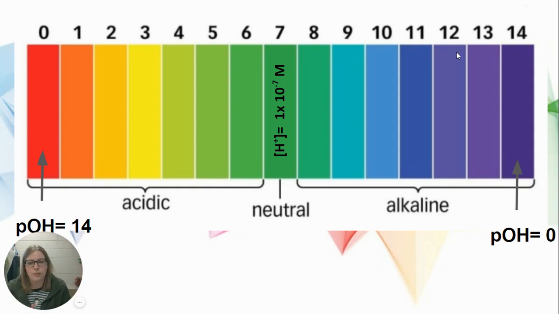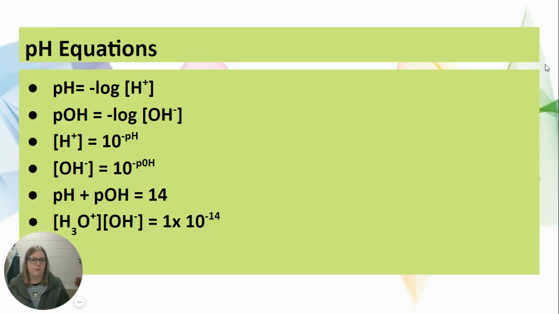And that's because of that KW relationship. H plus and OH minus have to equal 1 times 10 to the negative 14th. So if we have a low number for our pH, we've got to have a high number for our pOH and vice versa. So if we look at our scale here, if I have something that has a pH of 0, it has a pOH of 14. And if I have something that has a pH of 14 and is very basic, I have a pOH of 0. So they kind of work on opposites of each other. If we know our pH, you can take 14 and subtract your pH to get your pOH.